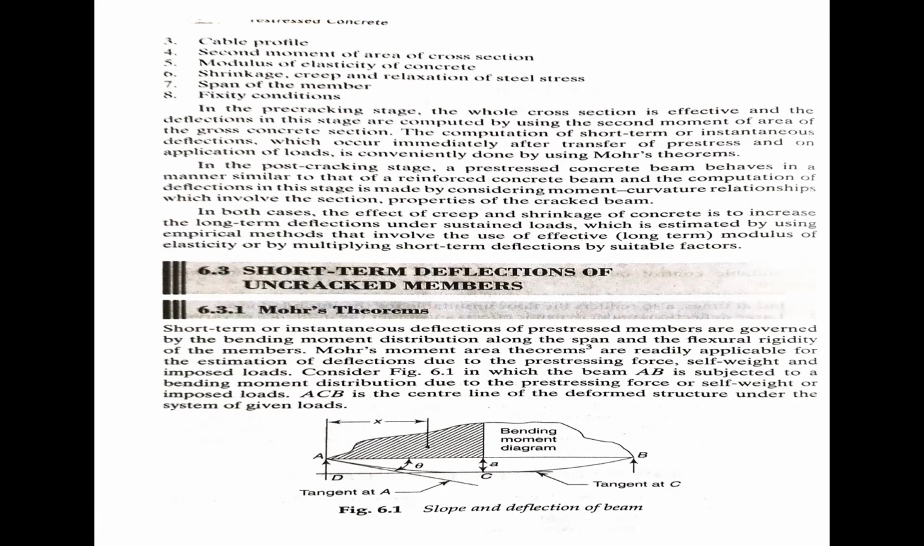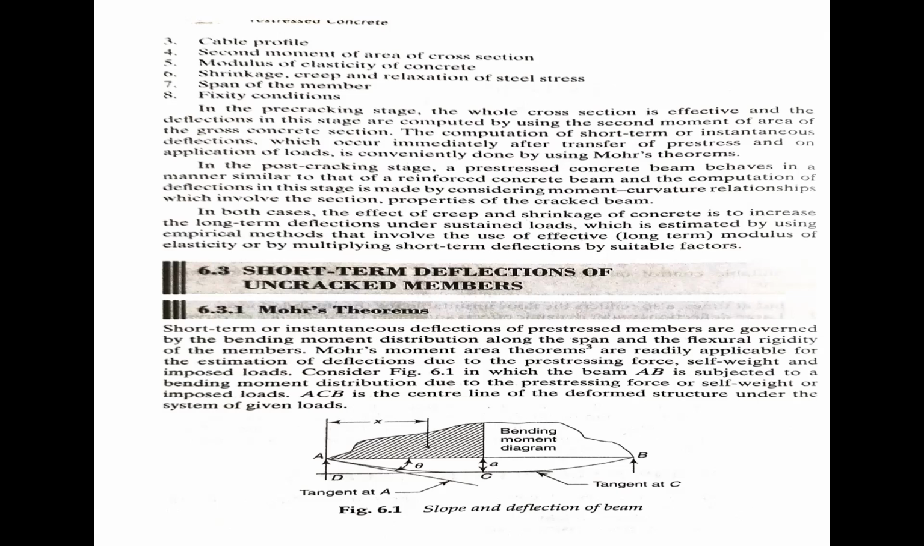In the pre-cracking stage, the whole cross section is effective, and the deflection in this stage is computed by using the second moment of area of the concrete section. The computation of short-term or instantaneous deflections, which occur immediately after transfer of prestress and on application of loads, is conveniently done by using Mohr's theorem.